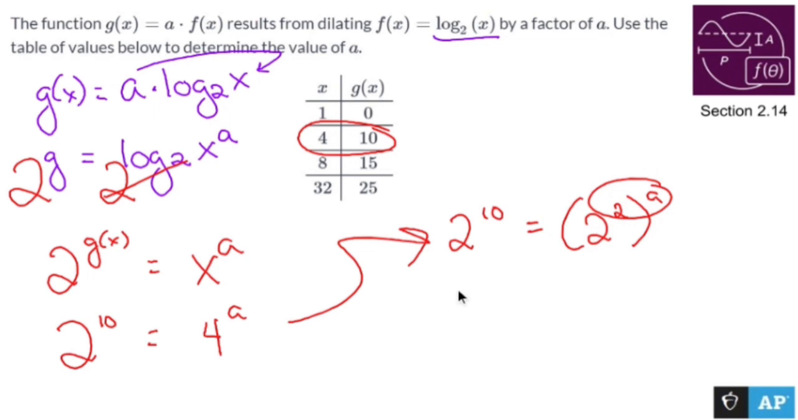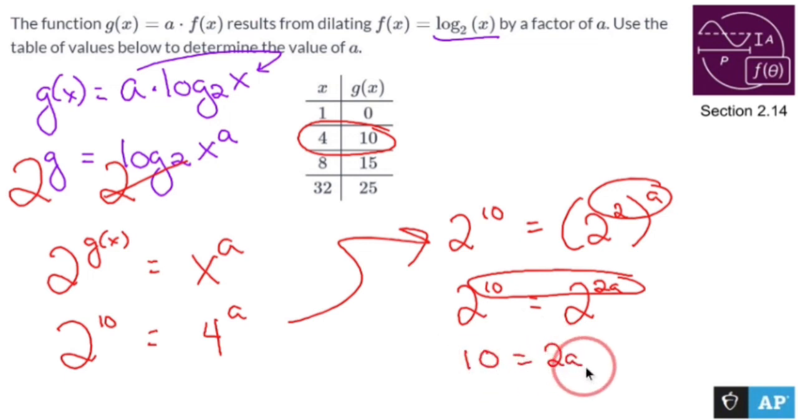Multiply these, and you have 2 to the 10 equals 2 to the 2a. If 2 to the 10 equals 2 to the 2a, then 10 equals 2a. Try saying that really fast. So if 10 is 2a, divide both sides by 2, and a is 5.